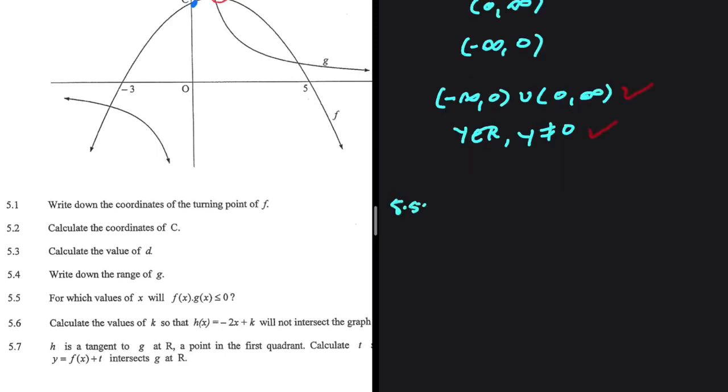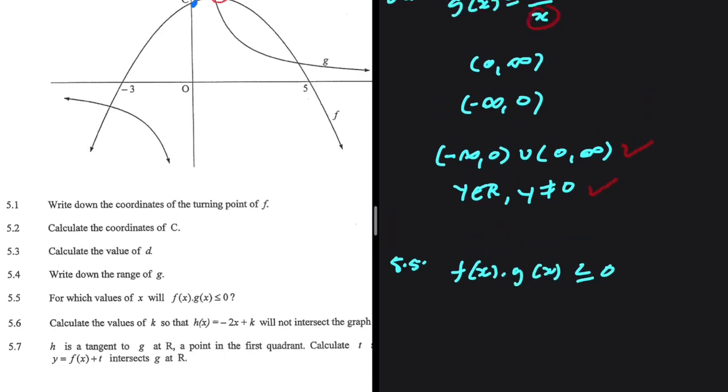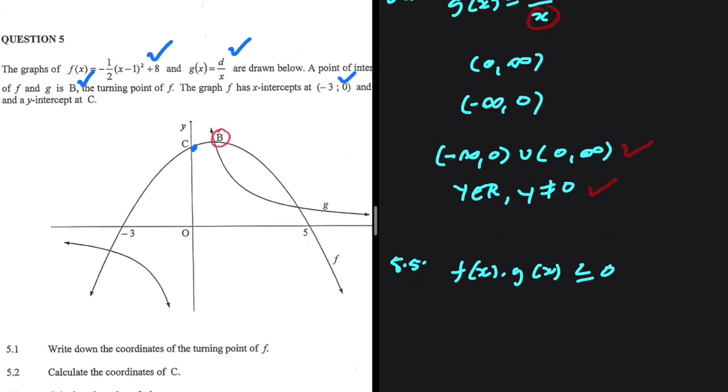5.5, we're looking for the values of x for which f of x multiplied by g of x is less than or equal to 0. Right, f of x is our parabola, and g of x is 8 divided by x. So let's talk about this 8 divided by x first. When x is positive, 8 divided by x is positive. When x is negative, 8 divided by x is negative. That is very important to point out. I'm going to show you why.